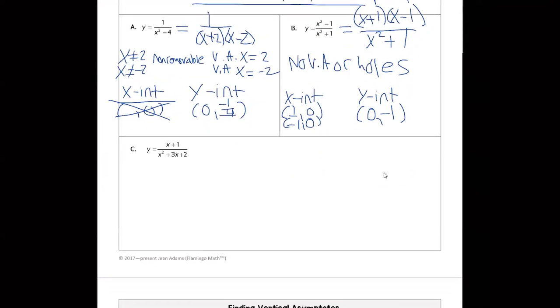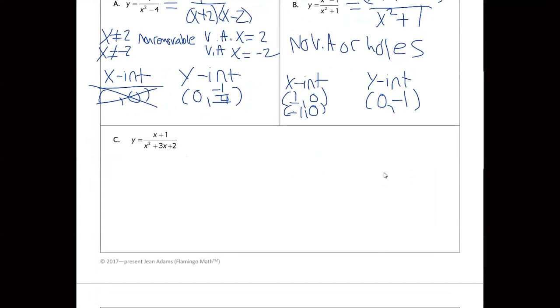But let's look at one more of these. Like I said, you always want to simplify if possible. So if you factor that trinomial, what multiplies to 2 and adds up to 3, you could rewrite that as (x plus 2)(x plus 1). So you're going to see that your x plus 1s cancel.